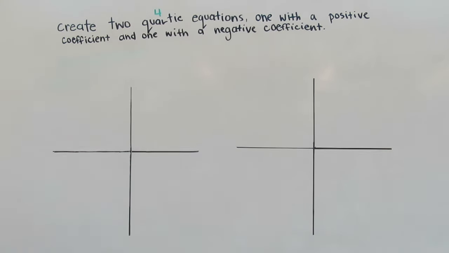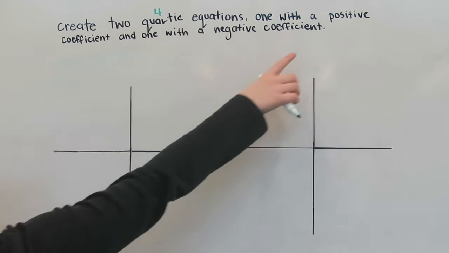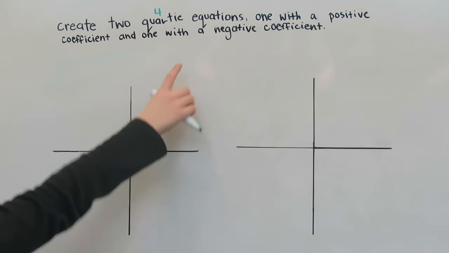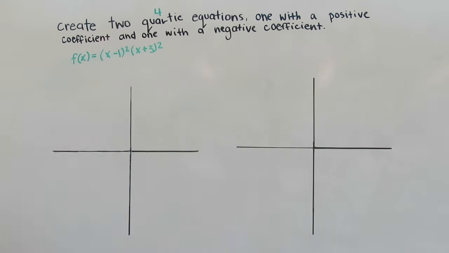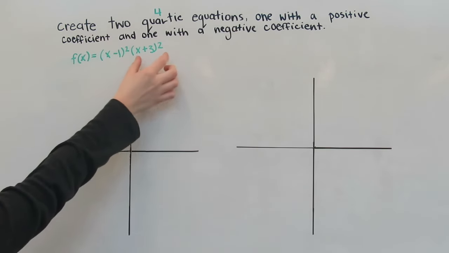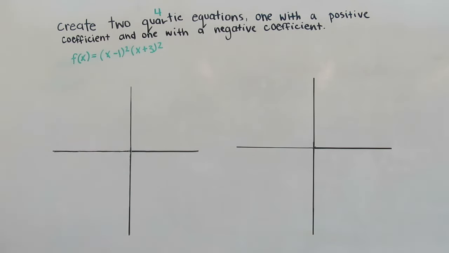So to begin, we're going to start by creating a function with a positive coefficient that is also quartic. So what does the 2 on each factor mean? Well, the 2 on this factor means that there will be a bounce on the x-axis at the zero of positive 1. The 2 on this factor means that there will be a bounce off the x-axis at the zero of negative 3.